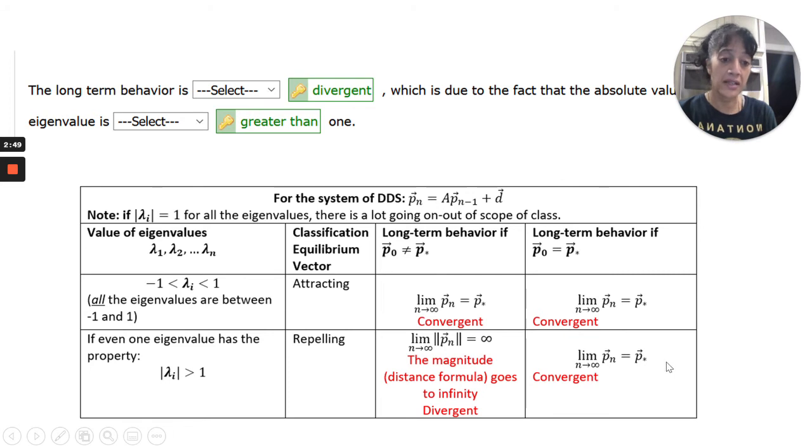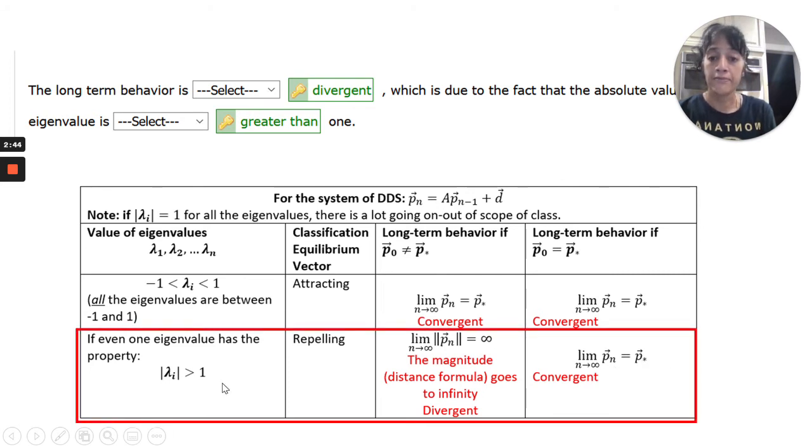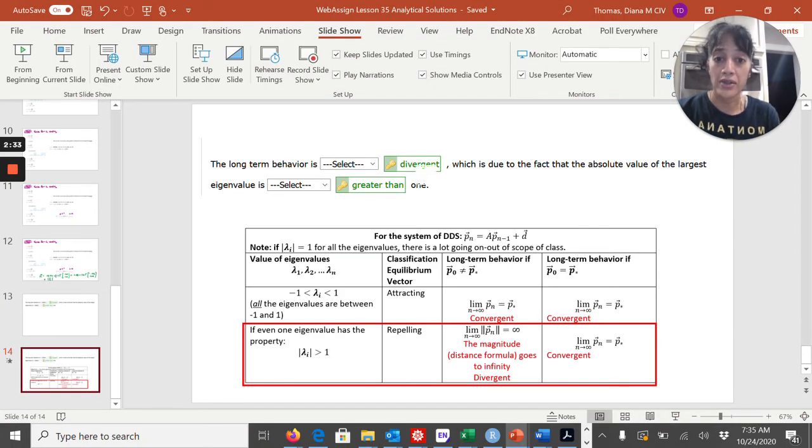Of course, if you start at the initial condition at p star, then the limit would still be p star. So this is the block I'm under: it falls under being divergent and repelling, and it's because one of the eigenvalues is bigger than 1. So if I go here, you see why the answer is divergent and greater one eigenvalues. The largest eigenvalue is greater than 1. So that's why we have what we have, and that's how you make the conclusion.